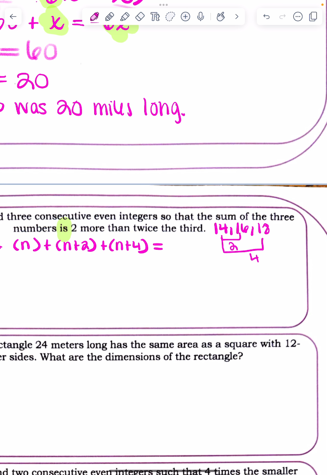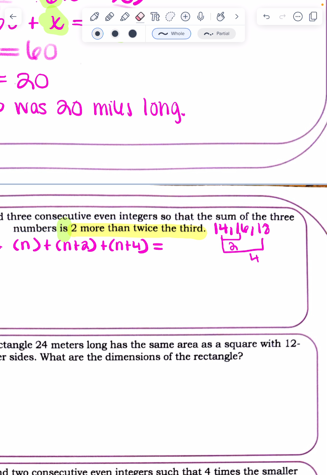And I'm going to highlight, just so you can see the breaking up of them. So this is the right side of my equation: 2 more than twice the third. Well, 2 more than twice the third. Let's think about that. We know 2 more is just, think of 2 more M&Ms. I got 2 more of them, so I'm adding 2.